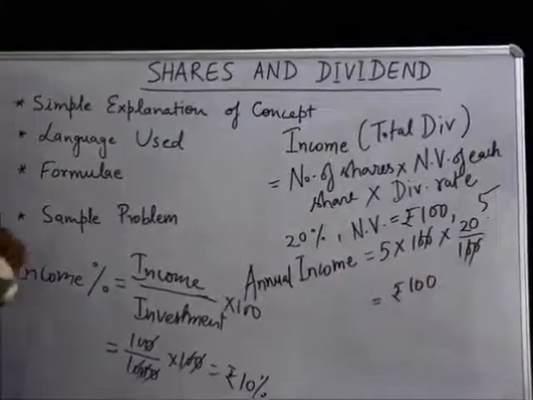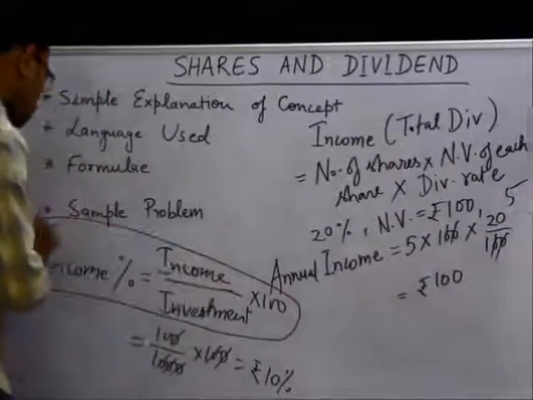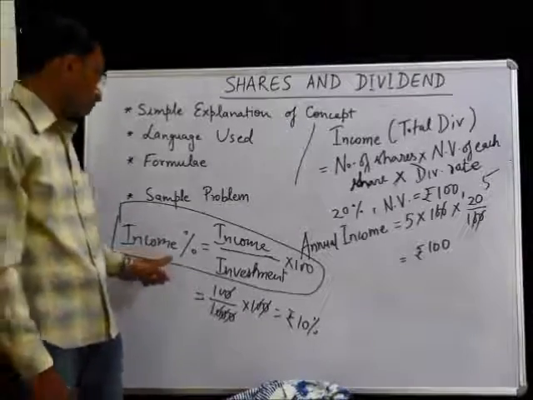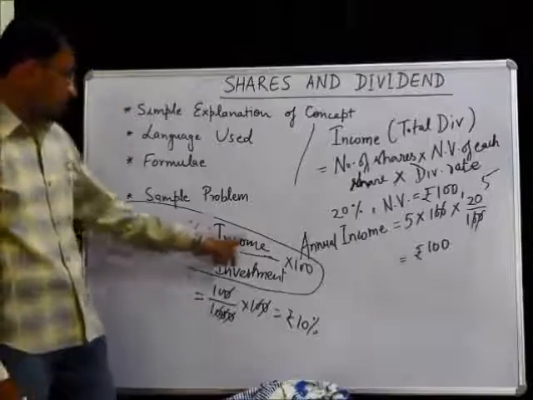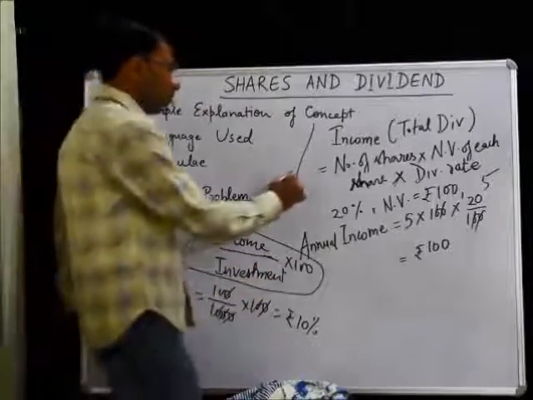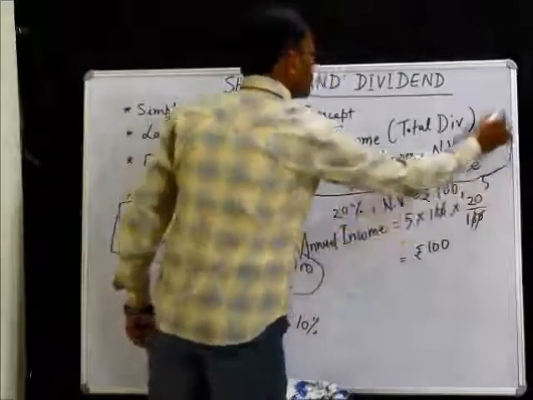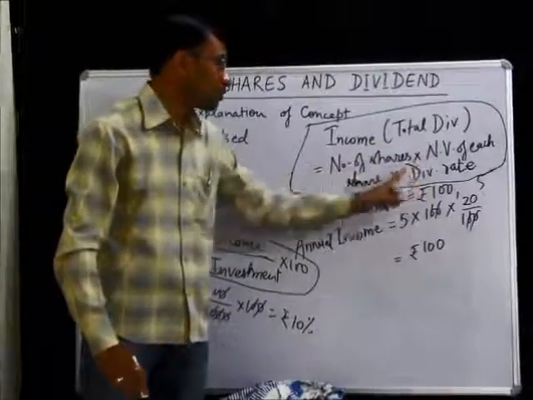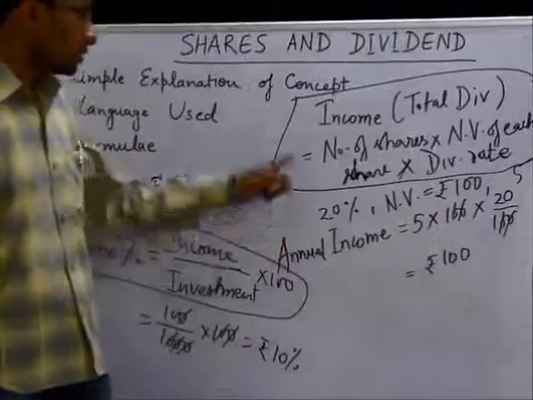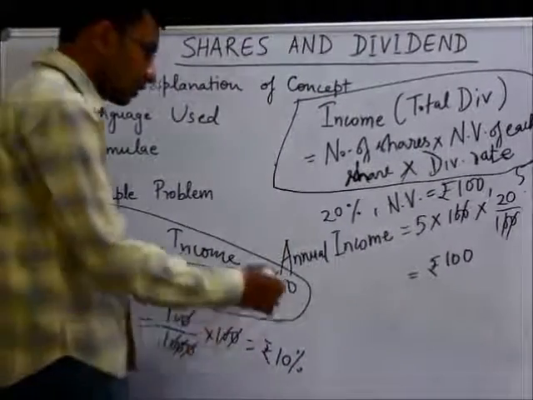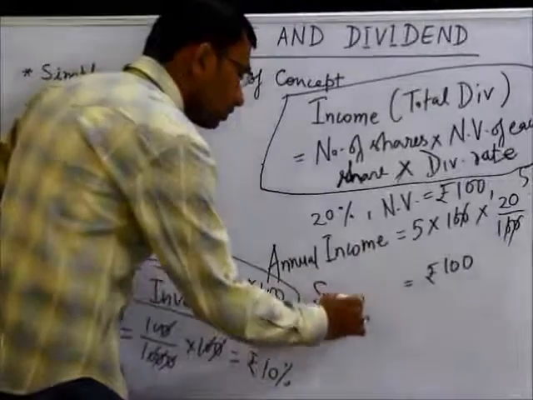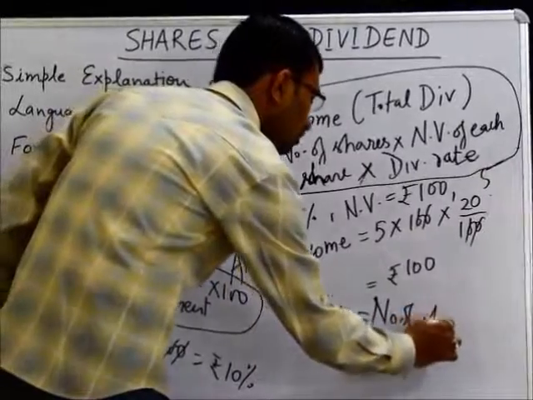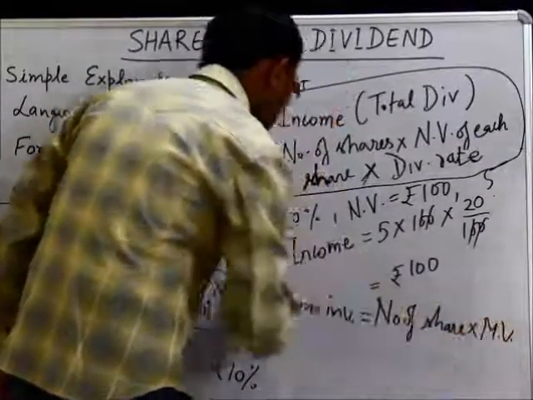So there is this formula, income percent. Income percent is nothing but income upon investment into 100. So we already have this first formula, or the third formula I should say. Income percent is equal to income upon investment into 100. Then we also have this formula, which says that the annual income will be the same as total dividend. So number of shares into nominal value of each share into the dividend rate. This is another formula, and one more formula which we had learnt earlier for the sum invested. So sum invested is nothing but number of shares into market value of each share. So we have already learnt all these three formulae.